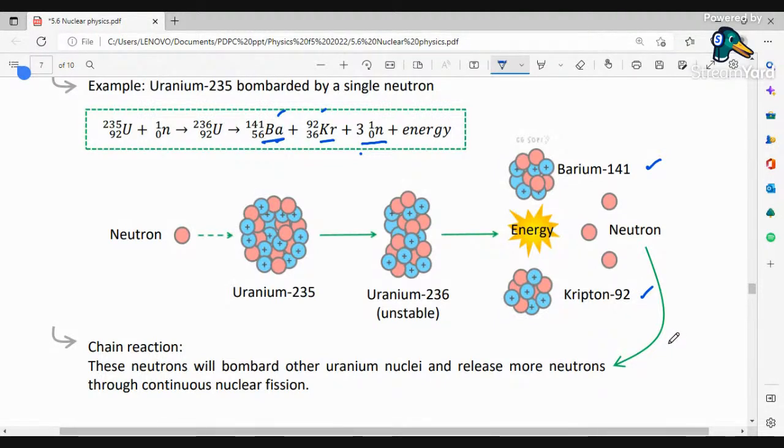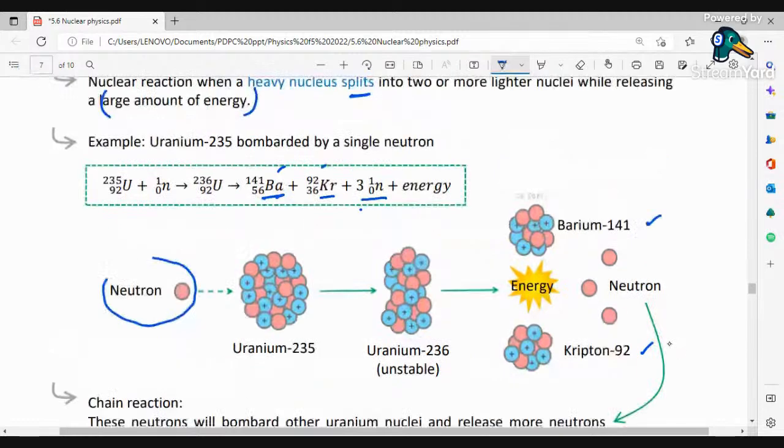If you can see, uranium-235 requires this neutron for the fission process. So the neutron produced by one fission process can bombard another uranium. Okay, so it continues to produce 3 new fission processes. And again, uranium will release another 3 neutrons here. Here also there are another 3 neutrons.